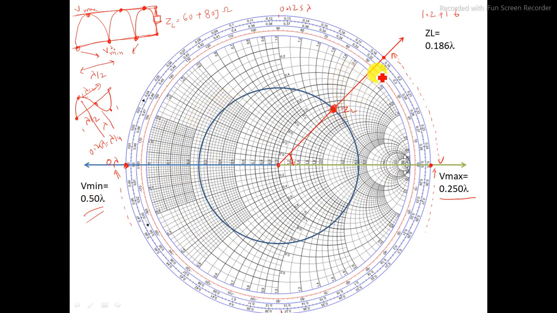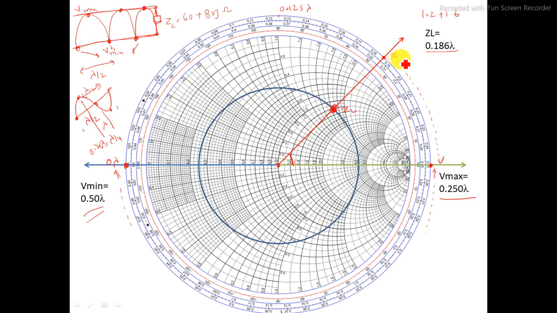So what we have to do is find this point, and then read out the value in terms of wavelength. We know that this point is 0.125 and this is 0.250, so the value will lie in between. Here you can read out it is 0.18 and this is 0.19. So 0.2, 0.4, 0.6. So 0.186 is the value where our load lies in terms of wavelength.